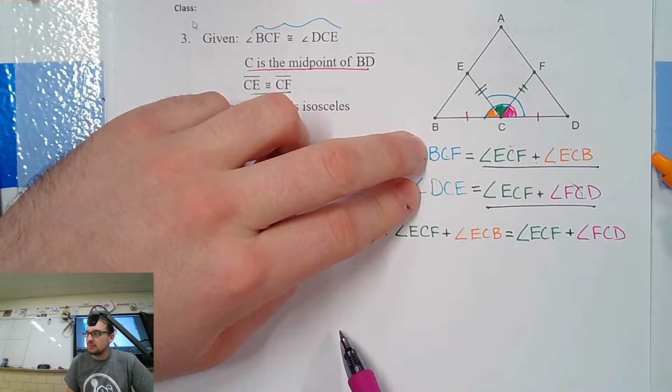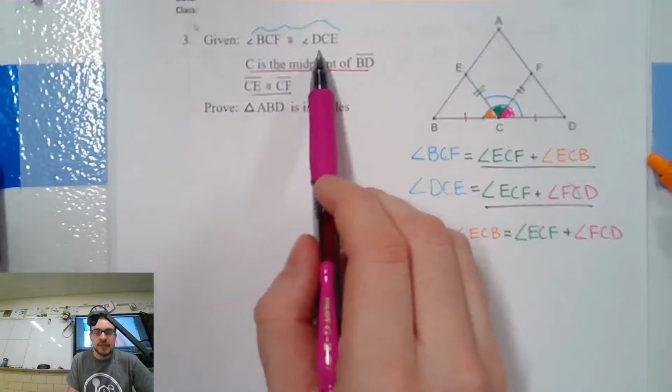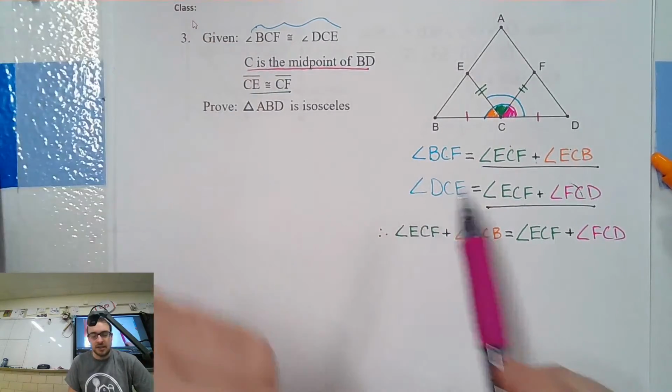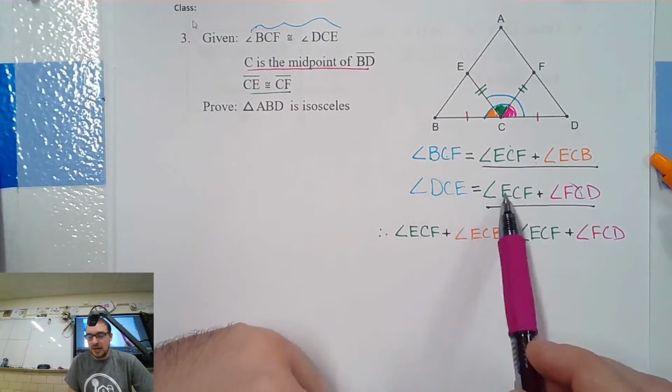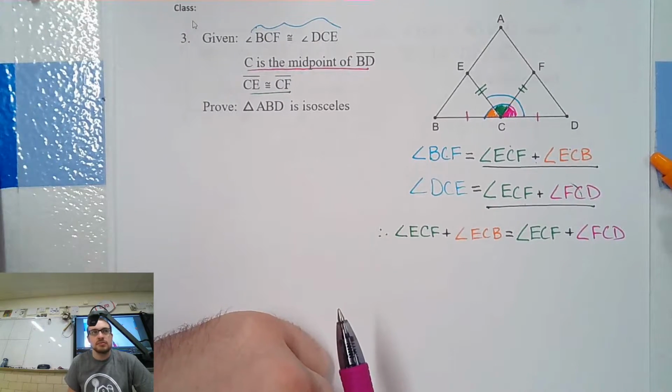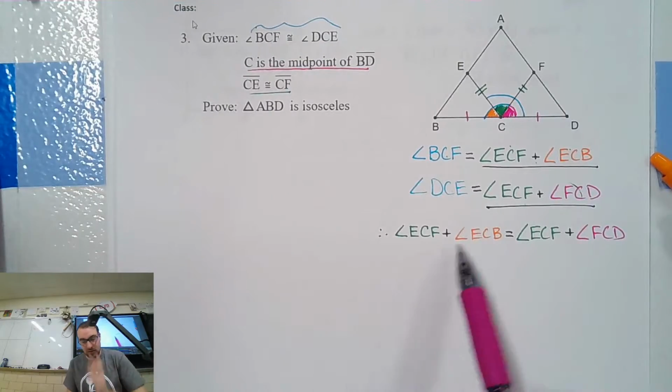Wait, how do we know they're both the same? That was given to us. Oh. That's why I did them the same color. So DCF and DCU are the exact same thing. So if this equals blue and that equals blue, then they must equal each other. Okay? All right, so I wrote that.